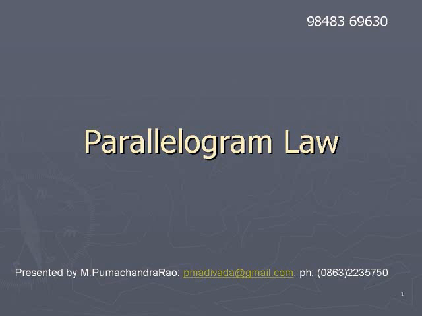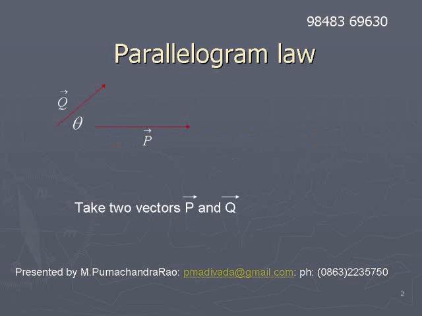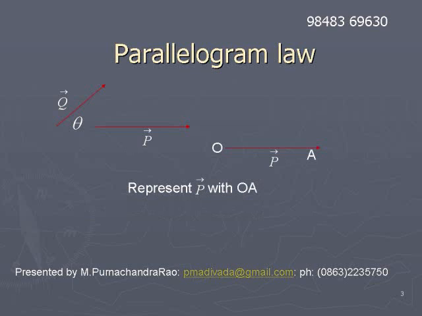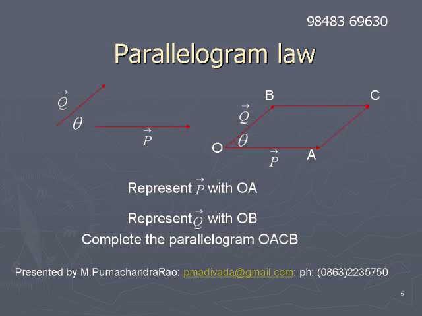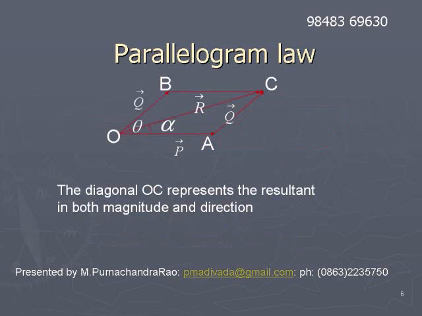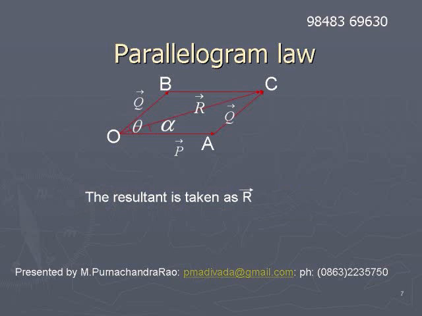Parallelogram law. To understand parallelogram law, let us take two vectors p bar and q bar. P bar is represented by OA and q bar is represented by OB, the two adjacent sides of the parallelogram. And the parallelogram OACB is completed. The diagonal OC represents the resultant of these two vectors.